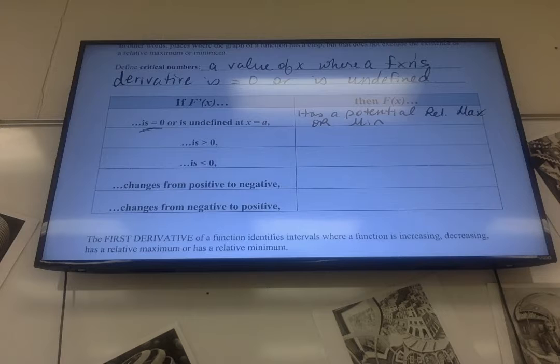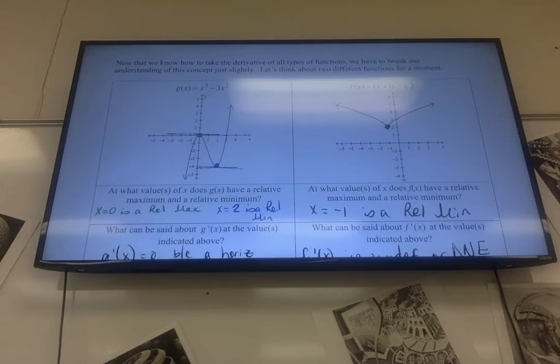If f prime of x is greater than 0, what's true about f of x? It's increasing. Yes. It doesn't even have to be that f of x is positive, just that f prime of x is positive. For example, this right here would have a positive derivative, but notice g of x is negative. So it's not whether it's positive or negative, it's whether it's increasing or decreasing.